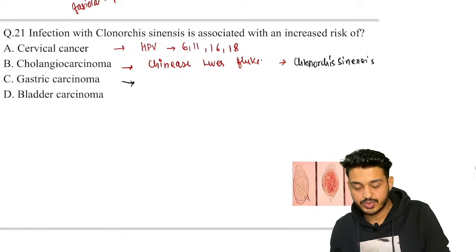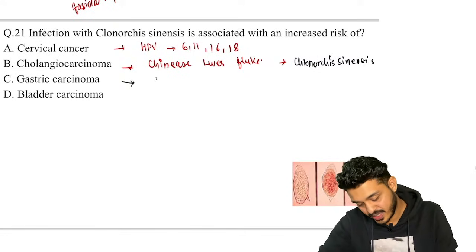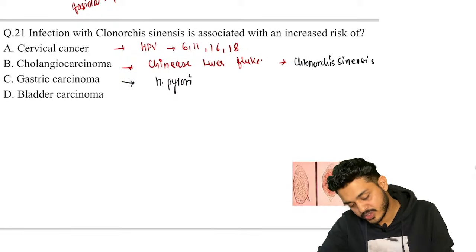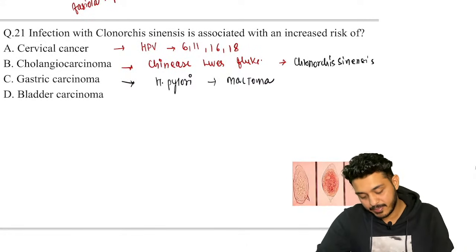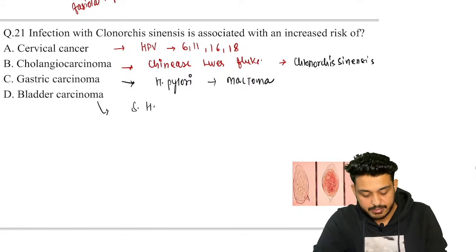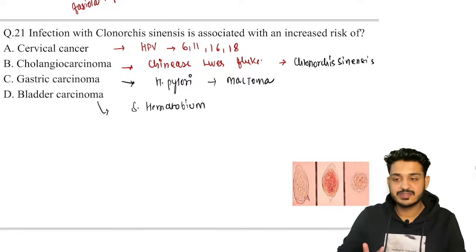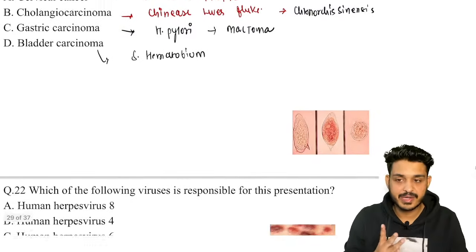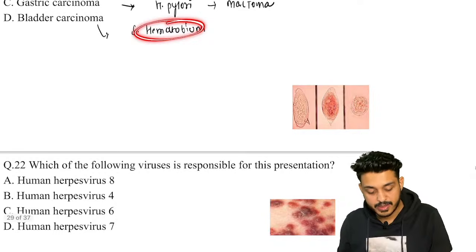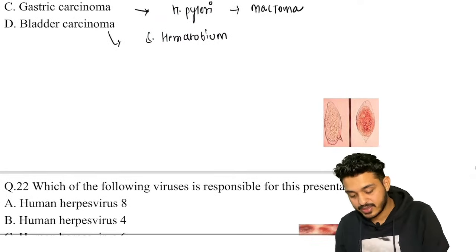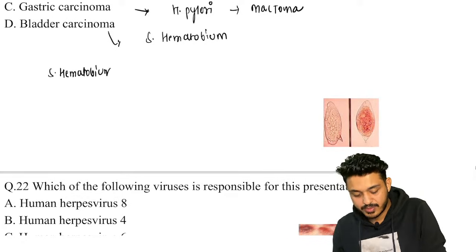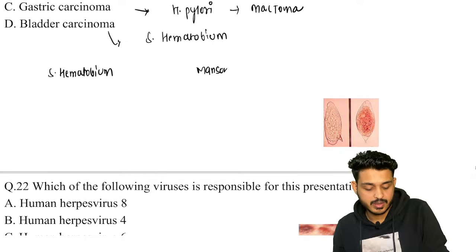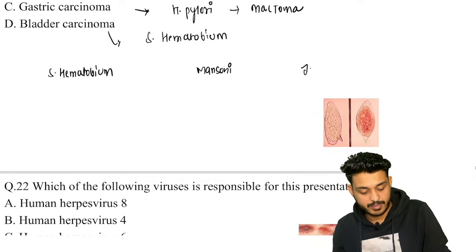Gastric carcinoma is due to what? Gastric adenocarcinoma can be seen with H. pylori, which can also cause what? Maltoma, mucosal associated lymphoid tissue lymphoma, right? And bladder carcinoma is seen with Schistosoma haematobium. Remember, it has got 3 species. Schistosoma has got 3 species in the family. What are the 3? First one is going to be haematobium. Second one is going to be mansoni, right? And third one is going to be what? Japonicum.